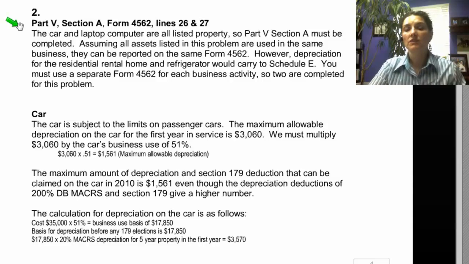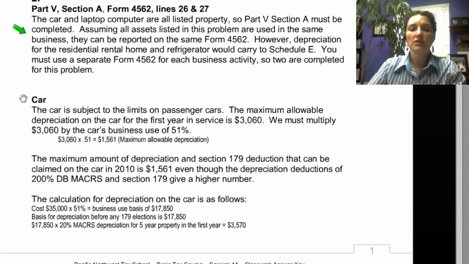And Form 4562 is a form where you are asked on at least 3 different lines on page 1 to pull numbers that you calculated on page 2. So therefore we start on page 2, and we're going to begin with Part 5, Section A, where we're going to enter information regarding the car and the laptop computer, because both of those are listed property. We list those assets in there, and then we compute the depreciation on them.